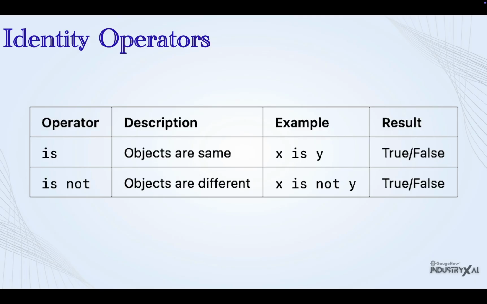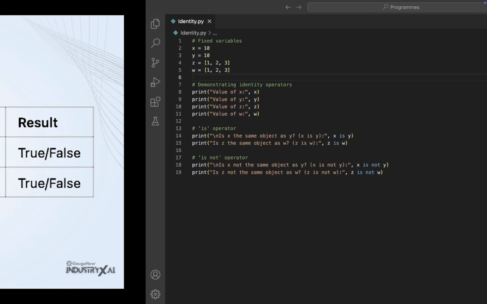The second is the is not operator, and it checks if two variables reference different objects or not. If they refer to different objects, then our output will be true, else our output will be false. So you can see over here again, these identity operators will give us the output in Boolean data type only. That means it will be either true or false. To understand these identity operators, again go back to VS Code.